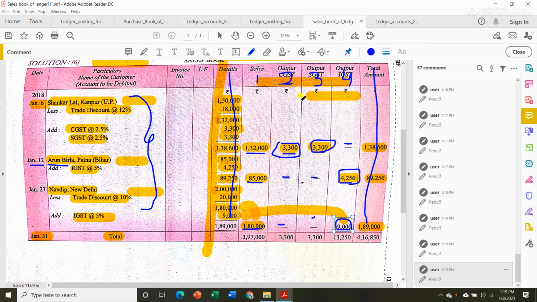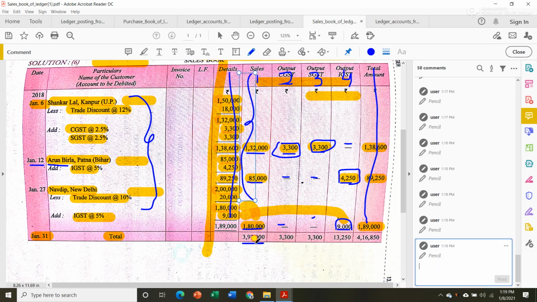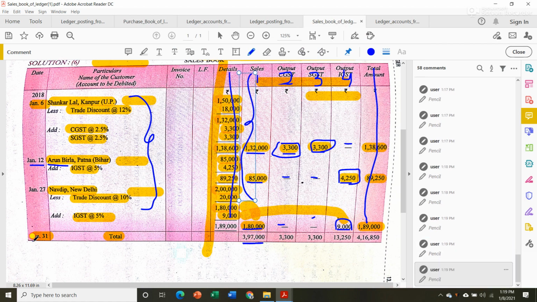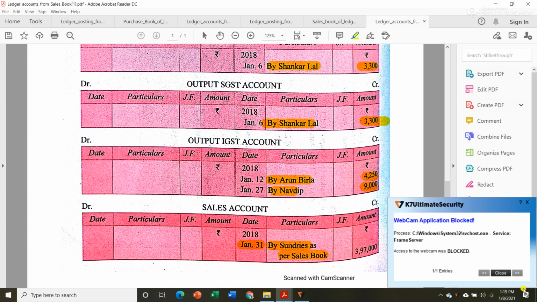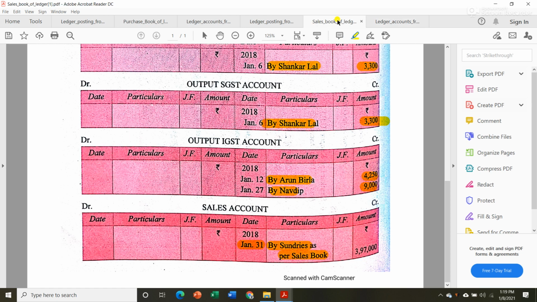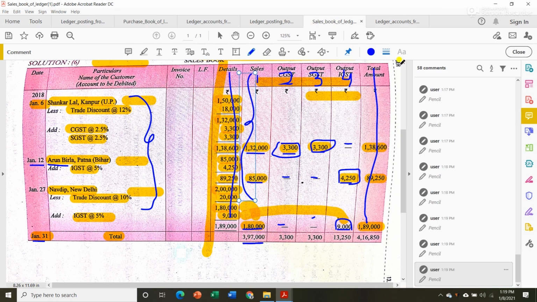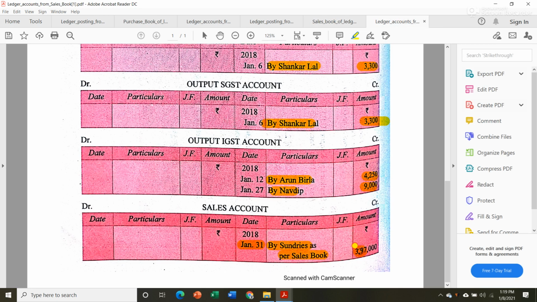Okay, and last we have sales. We haven't done anything regarding this sales column, so we have to see the total of sales column, and that total we found out on January 31st. So we will write in here 'By' January 31st. And this one also, it is same as purchase book. You have to remember it, or you have to learn it by heart. It's not that much hard. 'By Sundries as per Sales Book'. Okay, so we have 3,97,000. So we got 3,97,000 in the credit side.